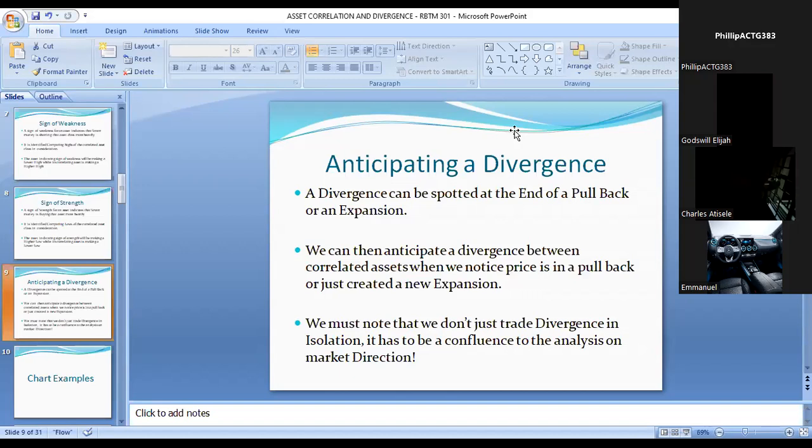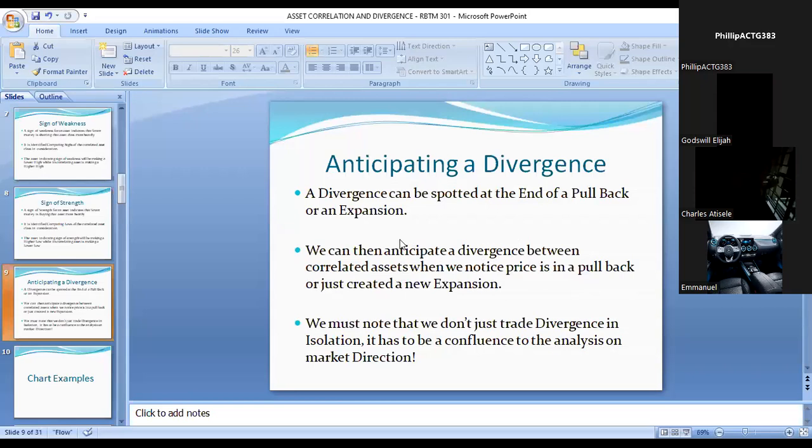How do you know when a retracement is to end? This tool of divergence can help you determine it. Not in all cases, but most often you will see it scattered in the market, where at the end of a pullback you're going to see divergence, especially between correlated assets. The divergence can be spotted at the end of a pullback or an expansion, but most importantly at the end of a pullback. You can anticipate the divergence between correlated assets when we notice prices in a pullback. So this is how you anticipate it.